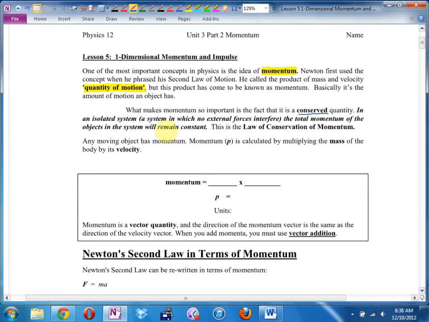Any moving object has momentum. We use the letter P. We can't use M for momentum. That's taken by mass, Gabby. So because it's a motion product, we use the letter P for product. Momentum is mass times velocity. As an equation, it's mv, and both P and V are vectors. Momentum gets its direction from the direction of the velocity of the object you're looking at.